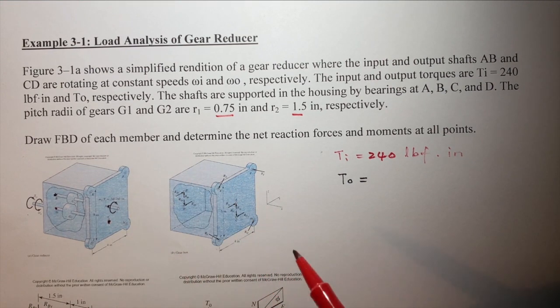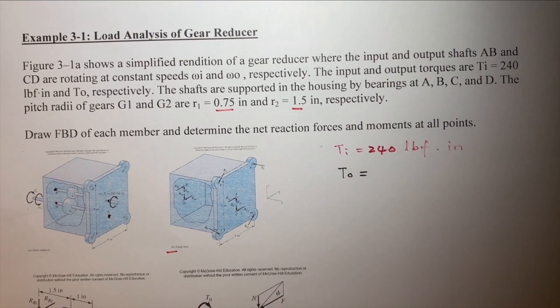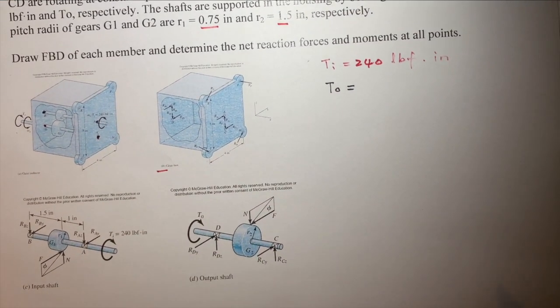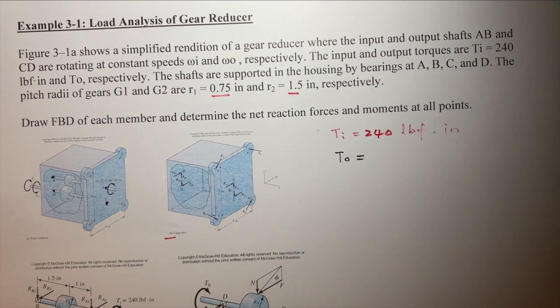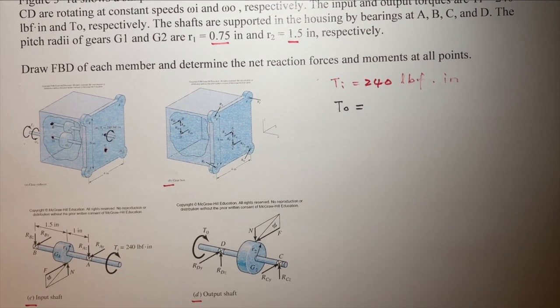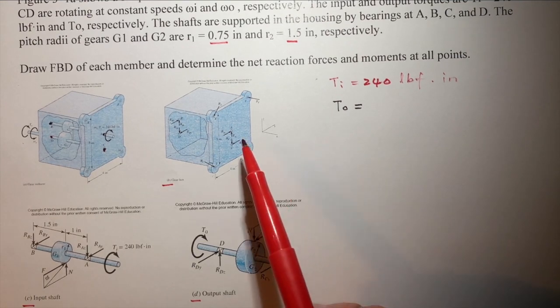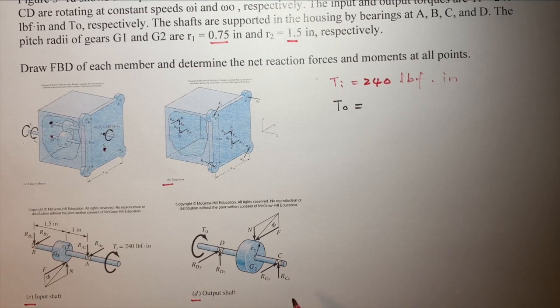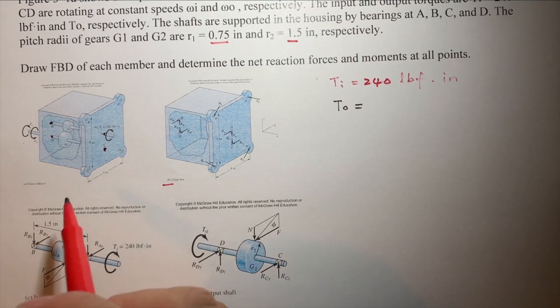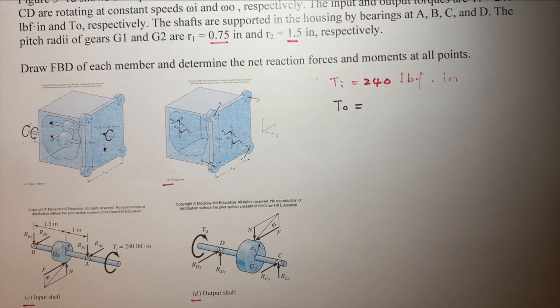This is a gearbox. And another member is the input shaft and output shaft. So we need to sketch the FBD for the gearbox, input shaft, and output shaft. So we just take out those members from the system.